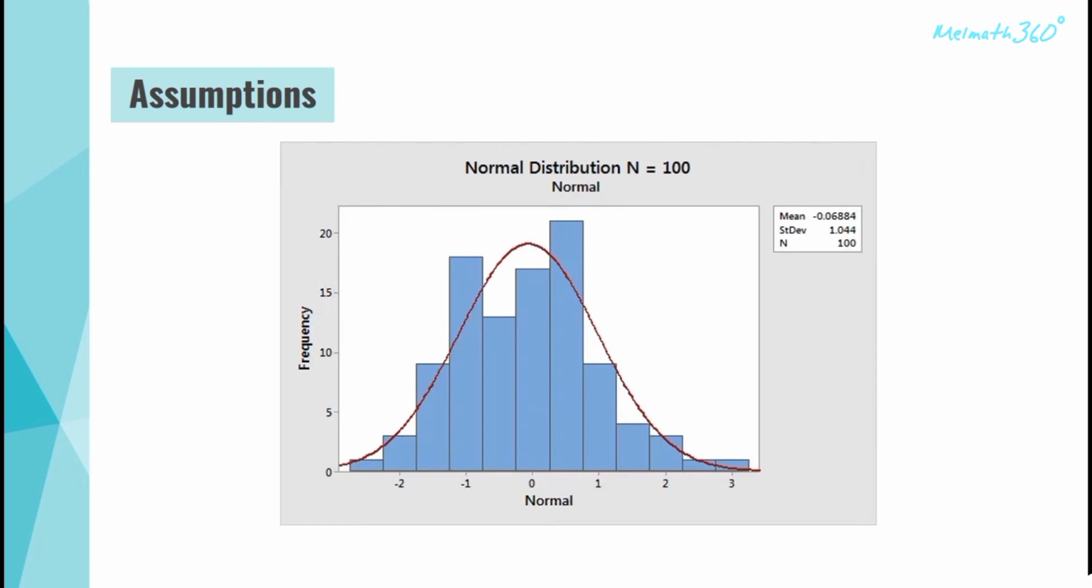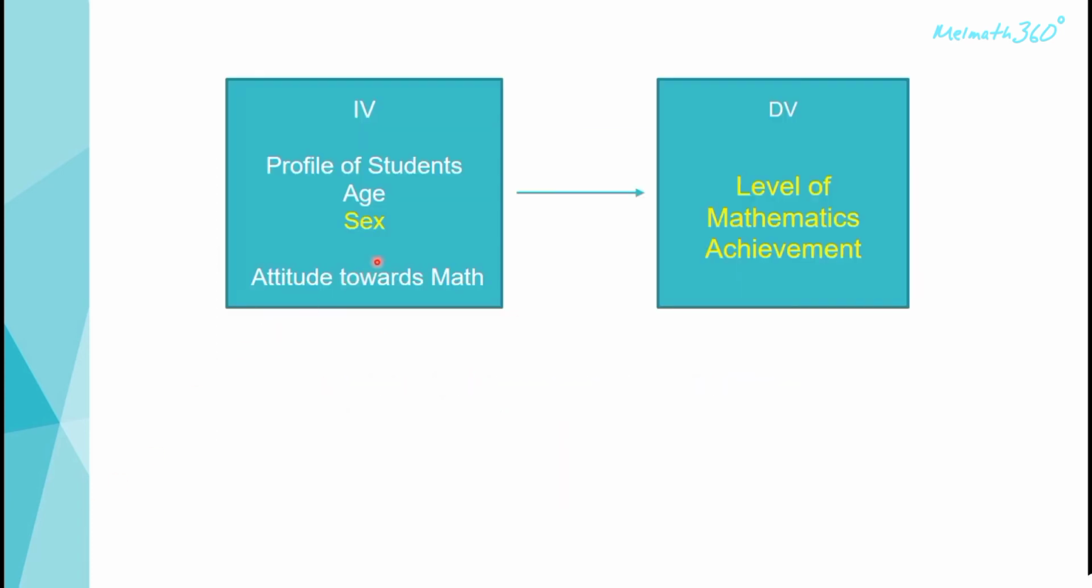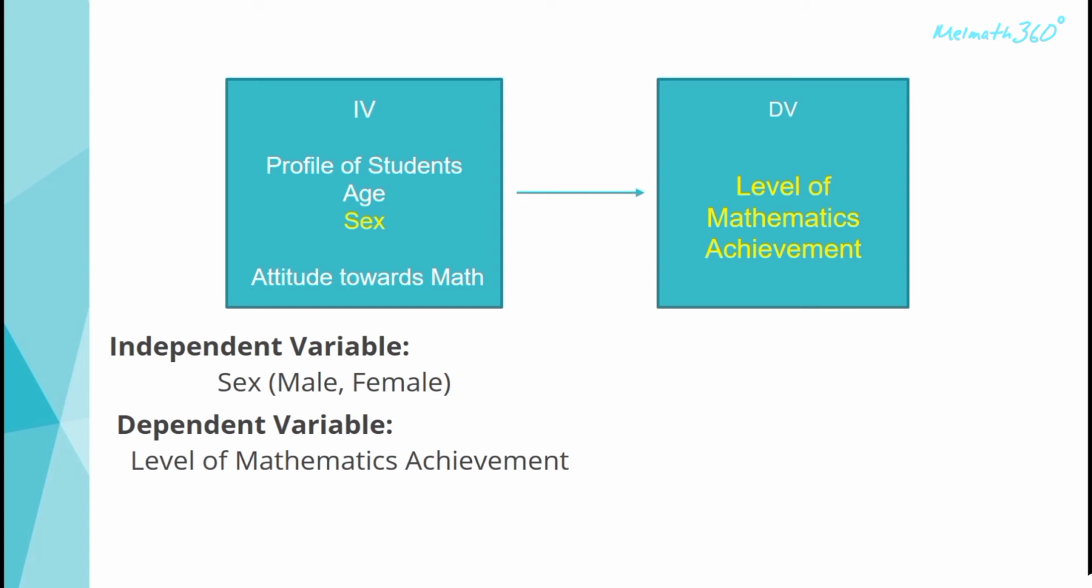Fourth assumption, your variables should be approximately normally distributed, o yung tinatawag nating bell shape. We can check assumptions number 2, number 3, and number 4 using SPSS statistics or any software like JASP. Remember that if you do not test these assumptions correctly, the results you get when running a Pearson's correlation may not be valid. If we correlate sex and level of mathematics achievement, the independent variable is sex, male and female, and the dependent variable, level of mathematics achievement.